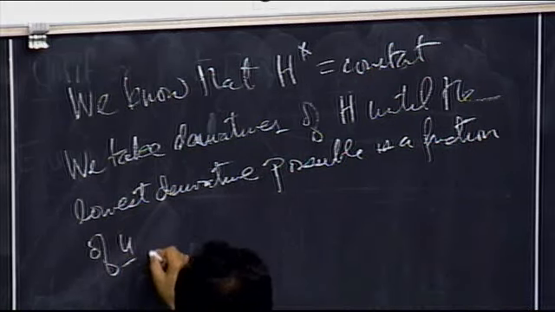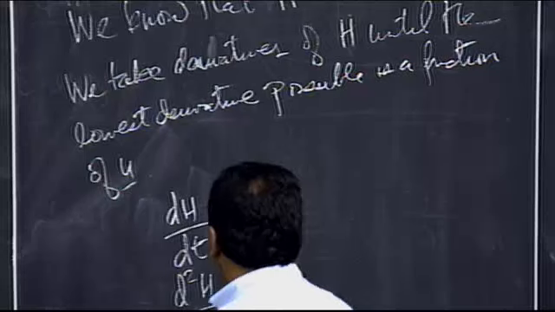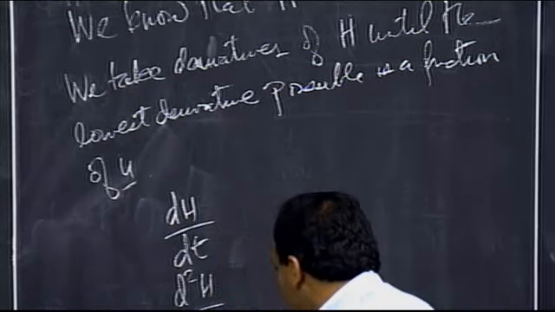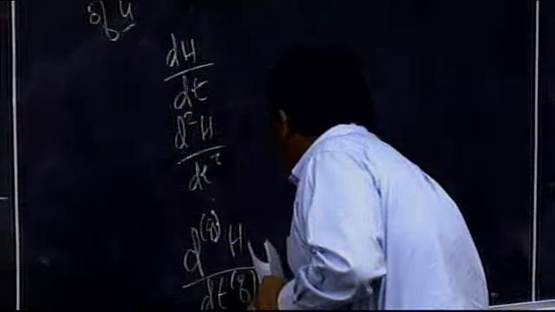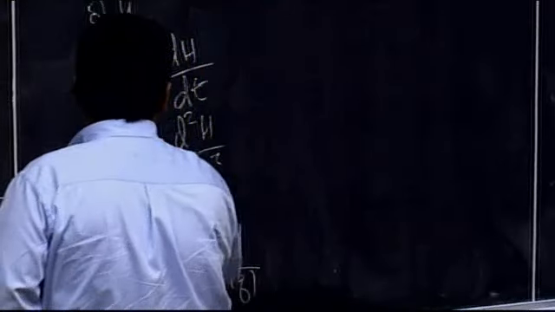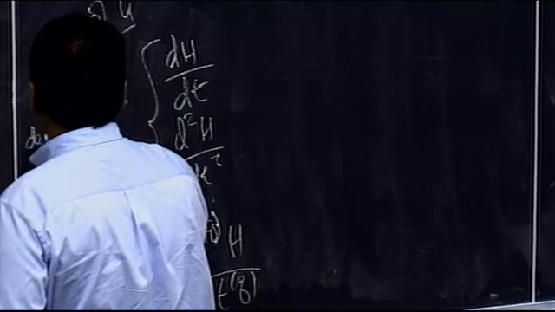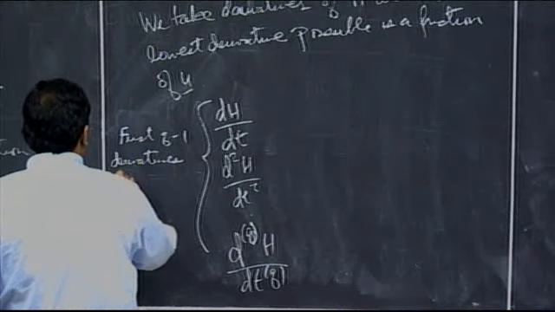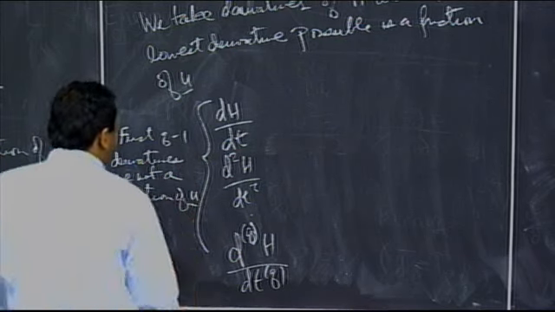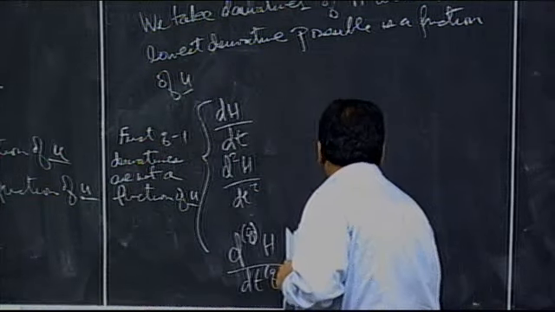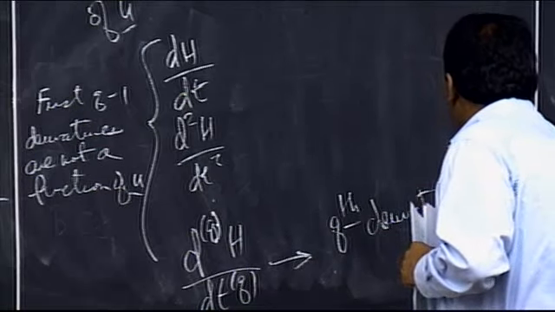So what does that mean? If I take dH/dt, the second derivative of H with respect to t, and keep doing that until I get to some derivative, the qth derivative of H with respect to t, we say that we go until the first q minus 1 derivatives are not a function of u, but the qth derivative is a function of u.